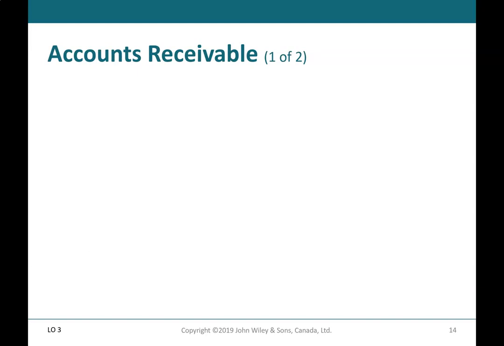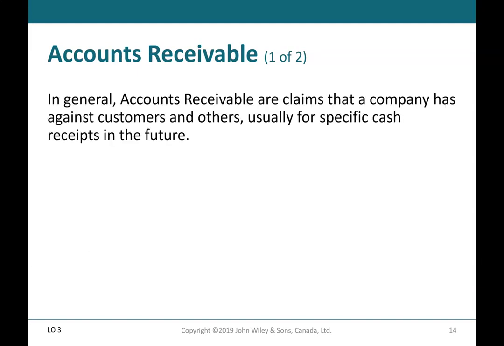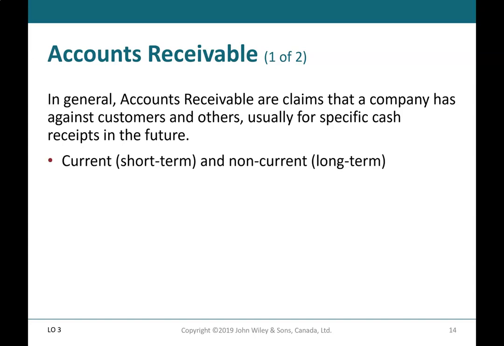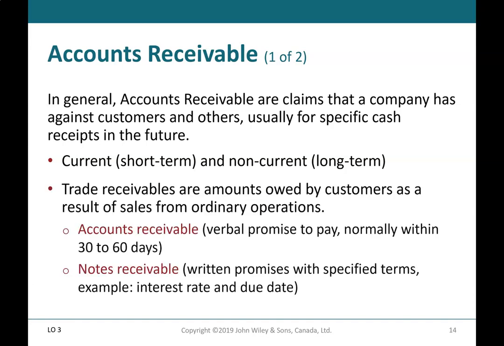Accounts receivable, one of two. In general, accounts receivable are claims that a company has against customers and others, usually for specific cash receipts in the future. Current or short-term and non-current long-term. Trade receivables are amounts owed by customers as a result of sales from ordinary operations. Accounts receivable, a verbal promise to pay normally within 30 to 60 days. Notes receivable are written promises with specified terms, for example, interest rate and due date.